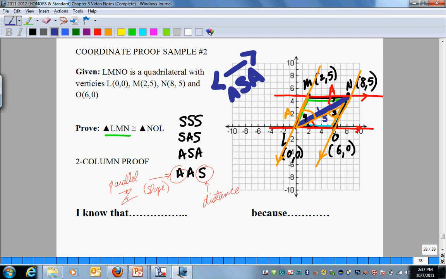So in order to do this, I actually need to find the slope first of MN and the slope of LO, which is red. And then I need to find the slope of L to M, which is orange, and O to N, which is also orange.